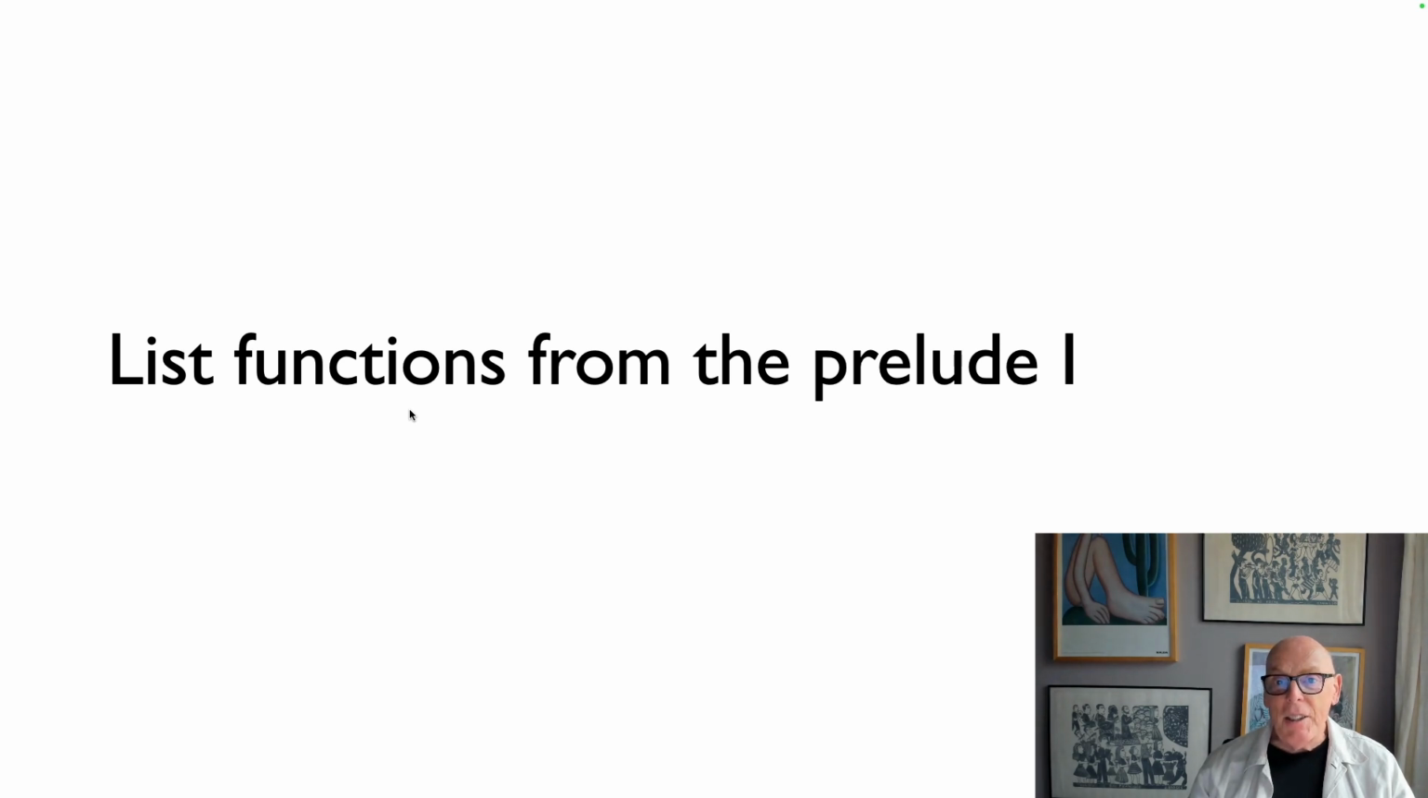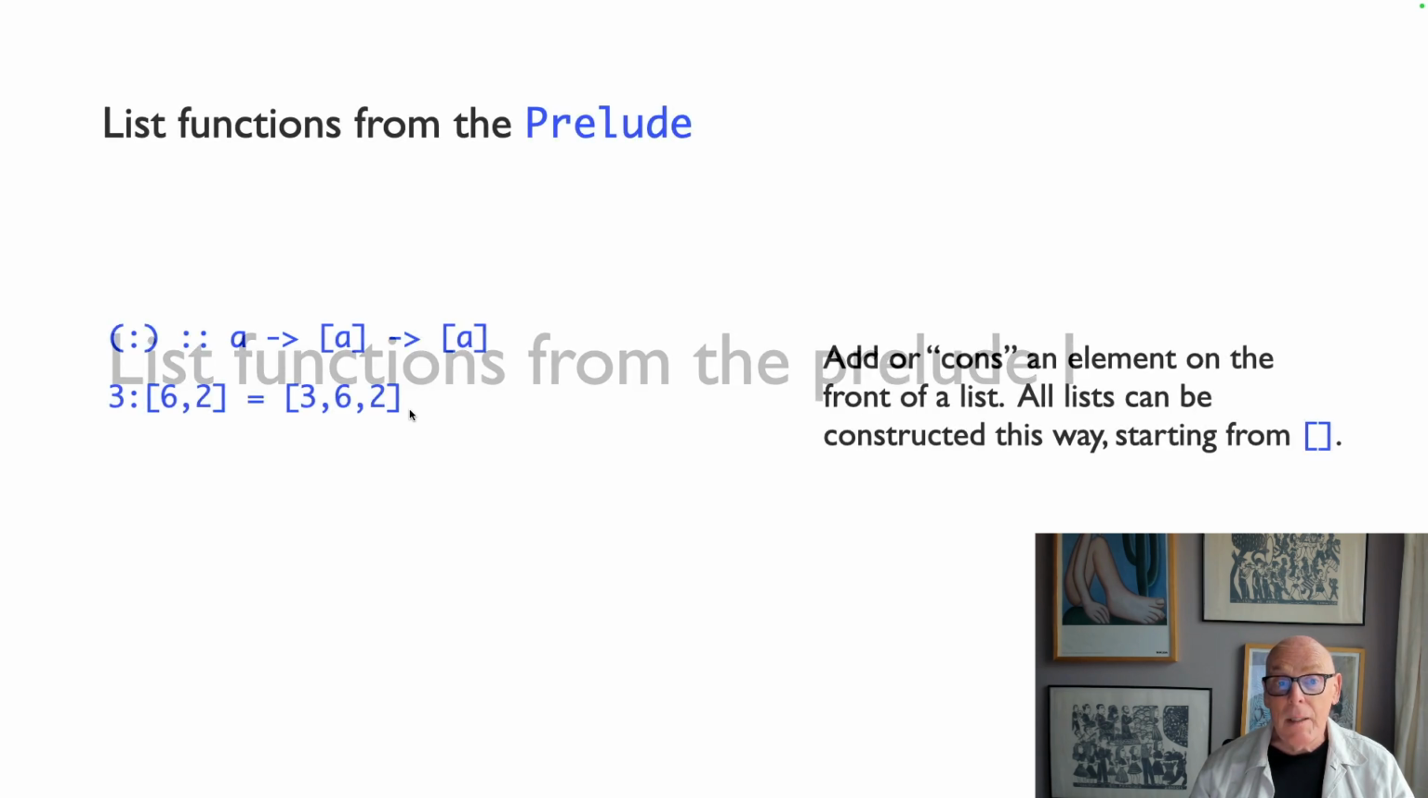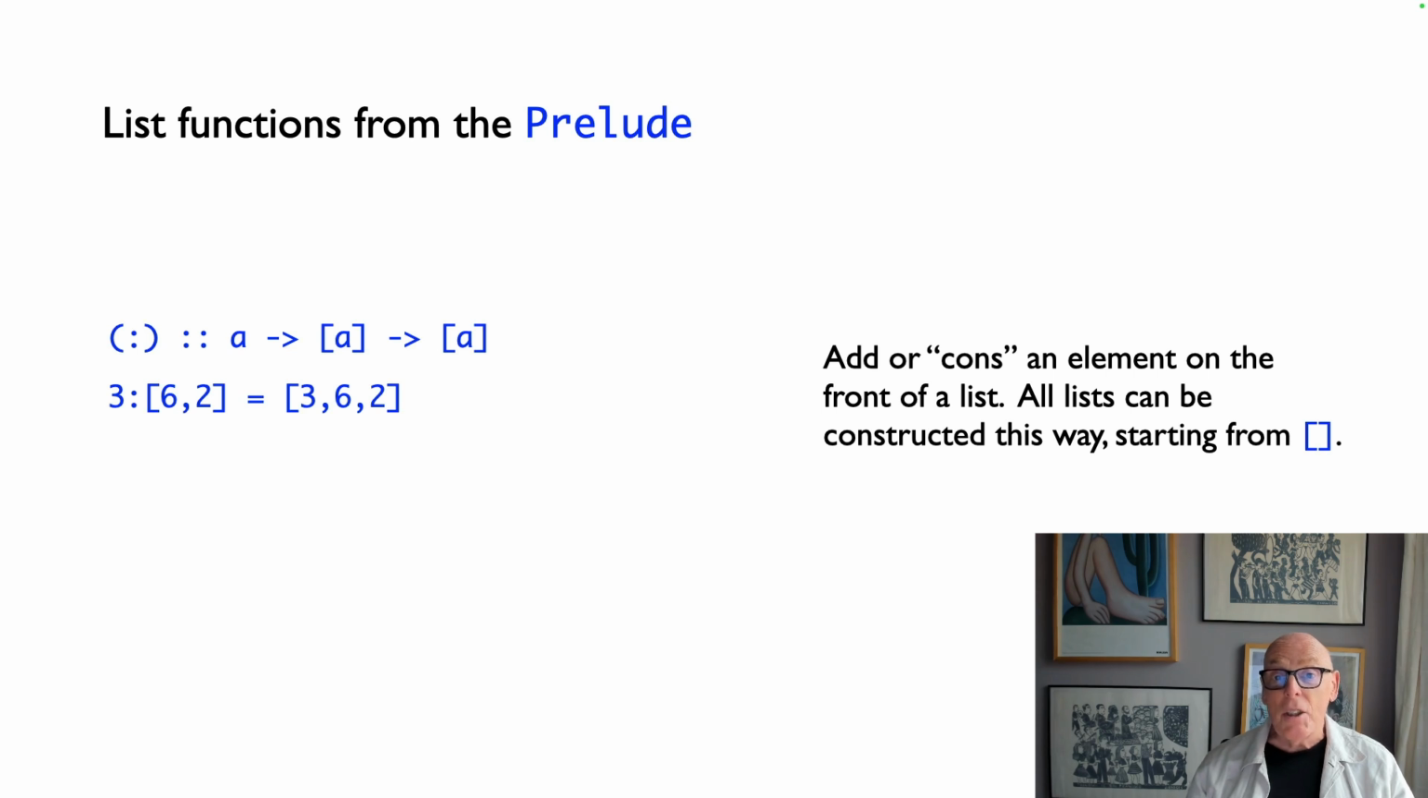This segment introduces the major functions working over lists that are in the prelude and in the list data module. The function that constructs lists is called cons. It's written as an infix colon. It constructs a list by adding an element to the front of an existing list.